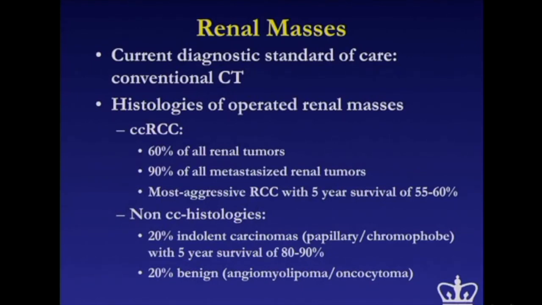So the average size of a kidney tumor has changed from 8 centimeters in the late 80s to 2 centimeters in the late aughts. And as a consequence, the proportion of malignant renal masses has also changed during these 3 decades, from over 90% malignant, over 90% clear cell phenotype, to about 65 to 70% clear cell phenotype.